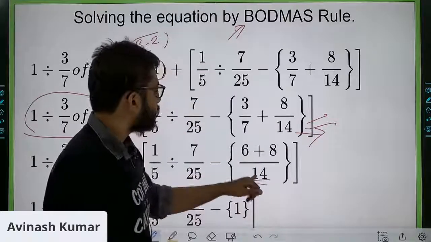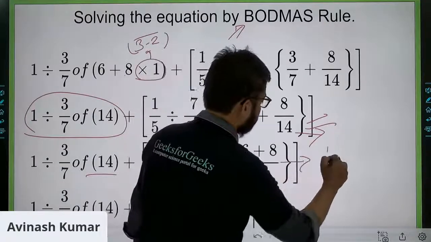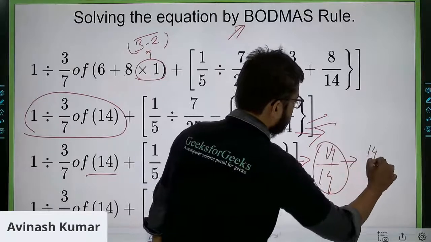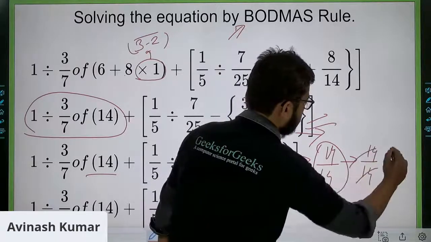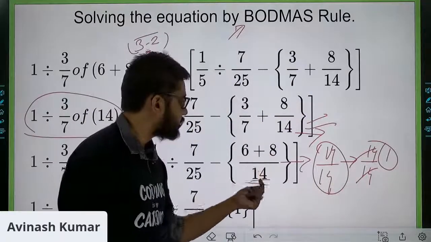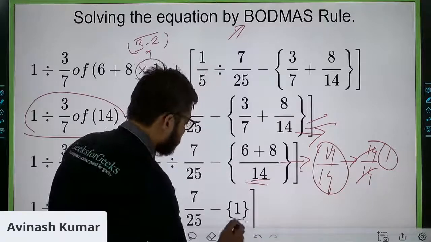Okay, so 7 times 2 is 14, 3 times 2 is 6, 6 plus 8, this will be equal to 14 by 14. As you can see, 14 by 14 will cancel out and give you 1. So I'm directly writing this: 8 plus 6 is equal to 14, and 14 divided by 14 is equal to 1. I'm writing this directly.